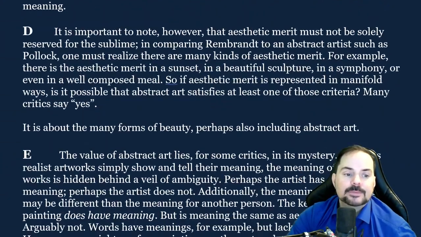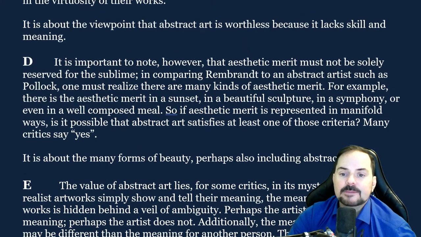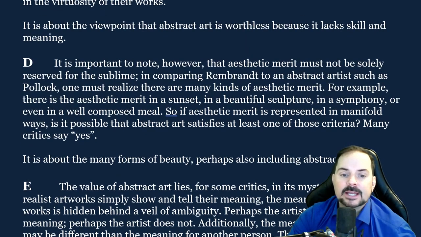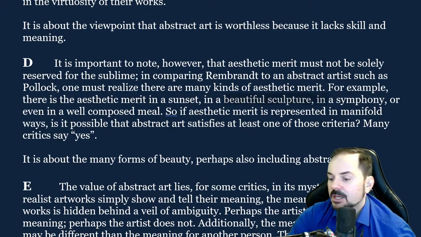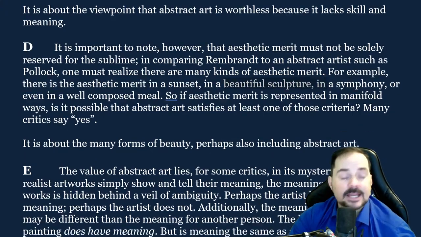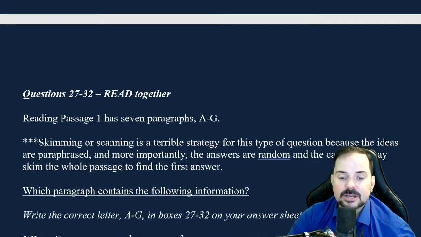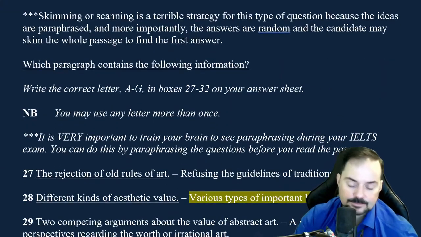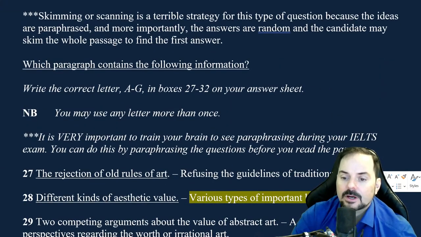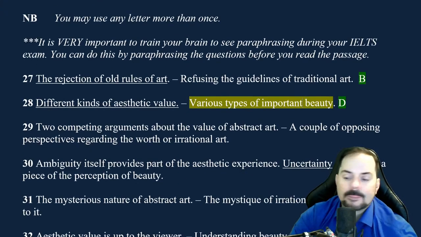So D, it is about the many forms of beauty, perhaps also including abstract art. Right, because we said that there is beauty in a sunset, a beautiful sculpture, a symphony. So good. Many of you are paying attention. D is the correct answer. Absolutely. All right. Excellent. Nice work.